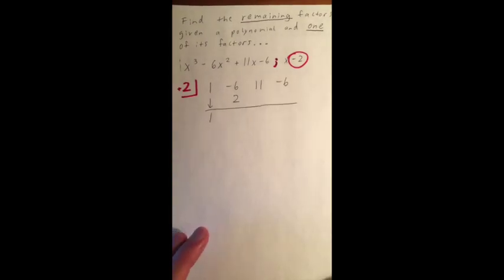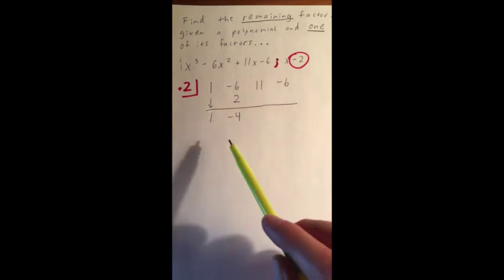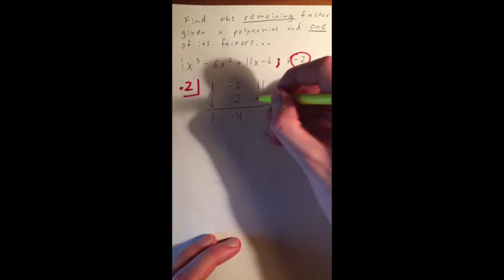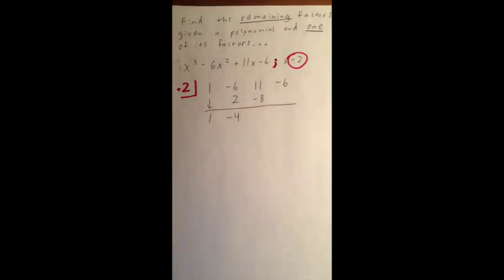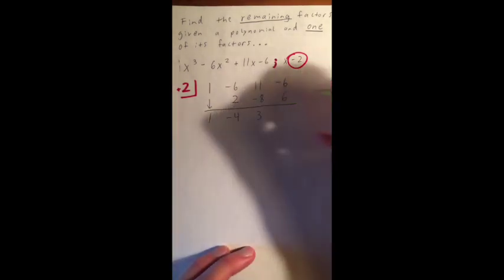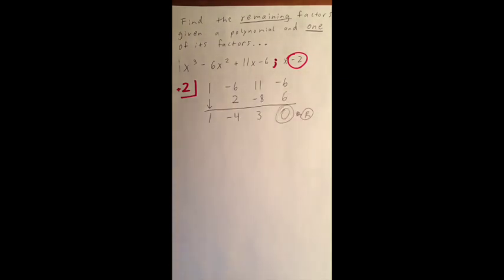Negative 6 plus 2 is negative 4. And remember, you multiply again. The number down below, this time, is the negative 4. Multiply it by 2, and it would be negative 8. Now, just like in the other video where you found all the zeros, because you're finding factors, you should also have a remainder of 0. Let's see, 11 minus 8 is 3. 3 times 2 is 6. Look at that. Negative 6 and 6 cancel out to give you a 0 as your remainder.